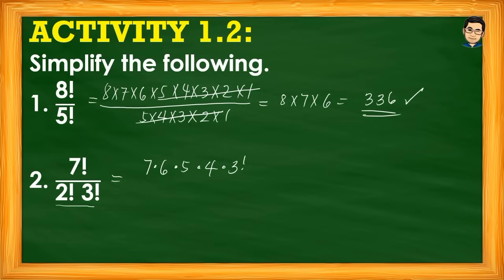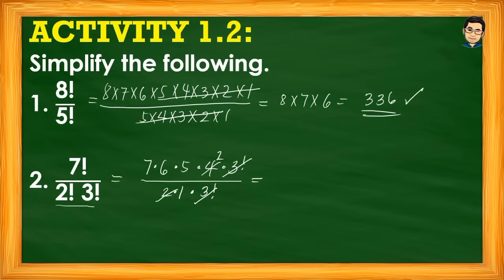Yung dots po na nakikita nyo, yung operation po natin dyan is multiplication. And then, 2 factorial, pwede natin i-express as 2 times 1. And then, yung 3 factorial, iwan lang natin na ganyan. So, i-cancel natin ngayon yung 3 factorial sa numerator saka sa denominator. And then, pwede rin natin i-cancel out yung 2 saka yung 4. So, maca-cancel yung 2 sa denominator and then yung 4 sa numerator magiging 2 na lang.